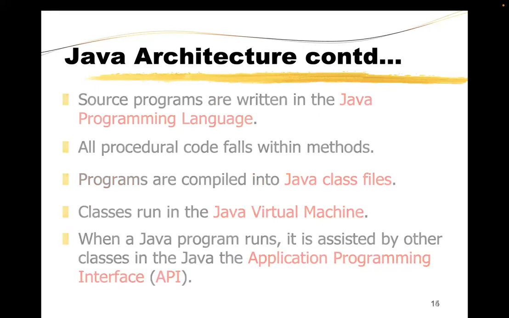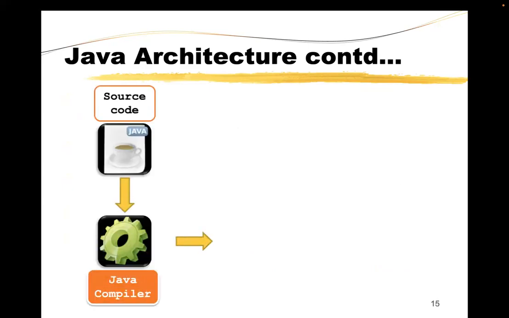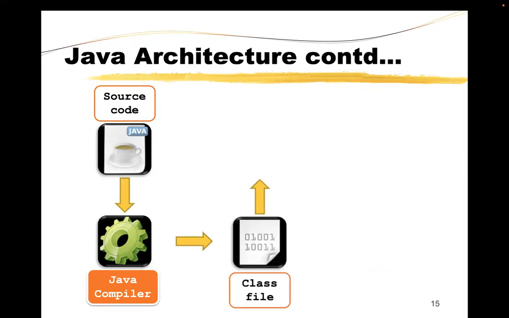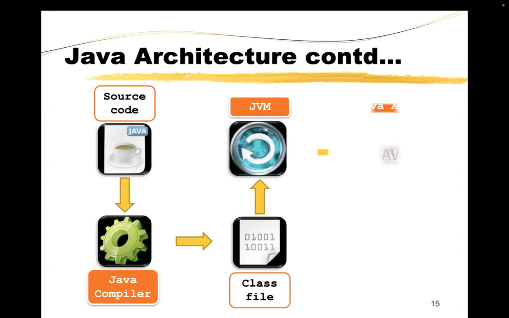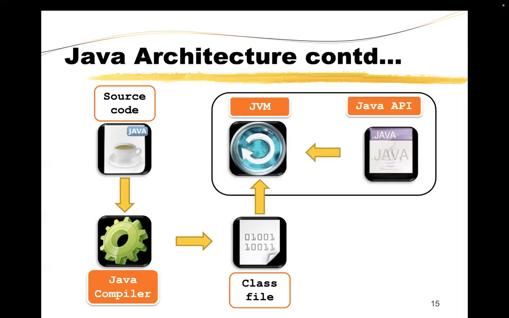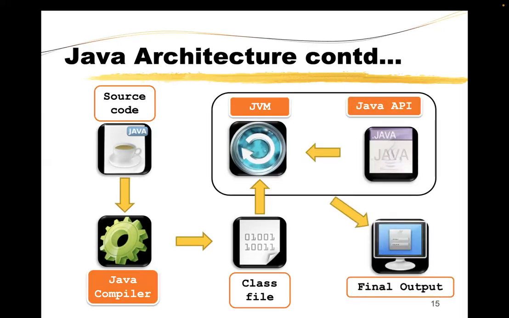Right. This is what we discussed last week. And if you can remember, we discussed that as well. We write the source code, and then using the compiler, we compile. Once you compile it, it generates the bytecode, or else you're going to call it a class file. And then we feed the class file into the Java virtual machine. And the Java virtual machine, with the help of the Java API, interprets and provides the output.